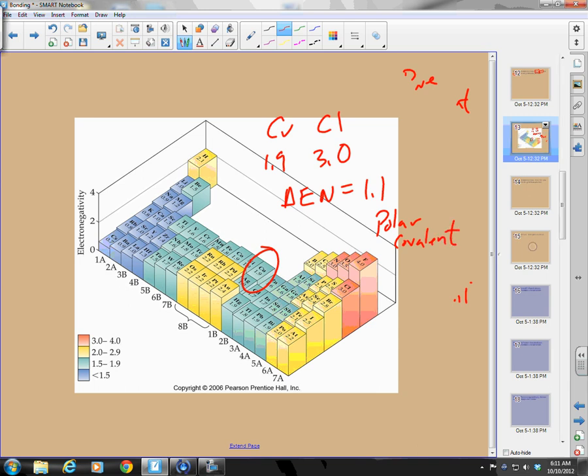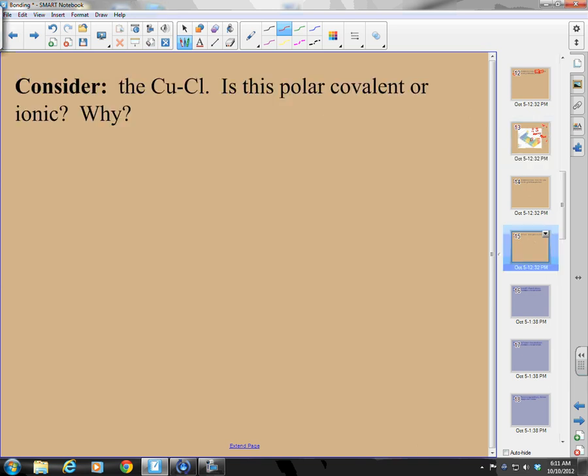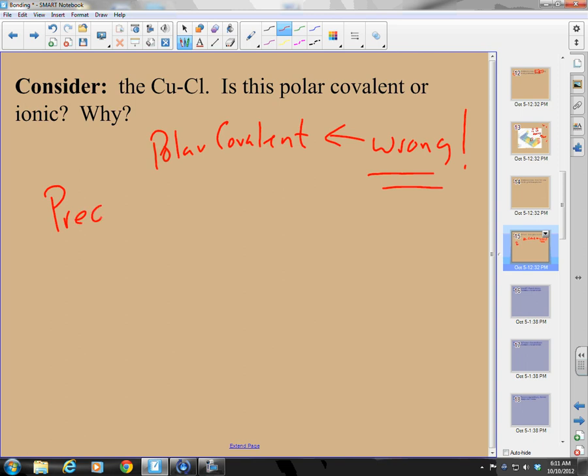Excellent. Good. So what do we come over here? What is this? I would say it is polar covalent. And you know what? I would be wrong. Wait. How can I be wrong? I just did these numbers. It's got to be polar covalent. No. What do those numbers help us do? Predict. That's all that does. Those changes in electronegativity are only a guideline. They help us to predict.